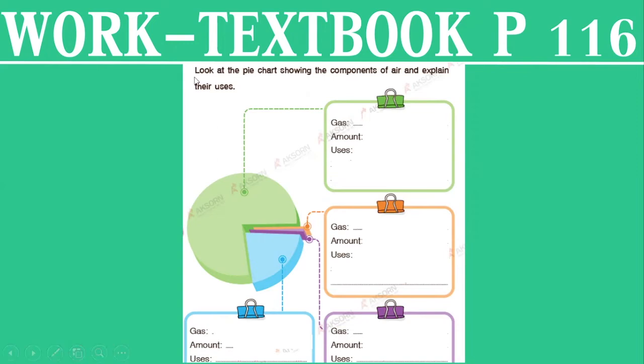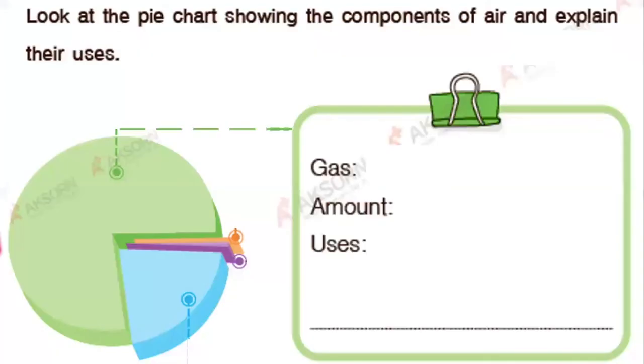Take out your workbook, open page 116, and find exercise 1. Look at the pie chart showing the components of air and explain their uses, right? So please open page 116, prepare your pen or pencil, and we continue. You can pause the video, prepare everything, and continue watching our lesson. So first, gas. Look at the pie chart showing the components of air and explain their uses.